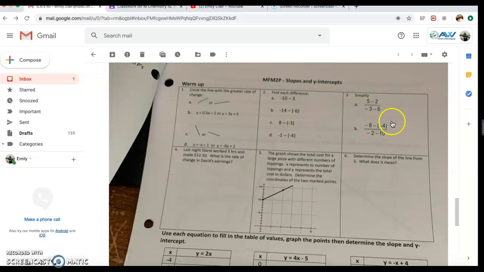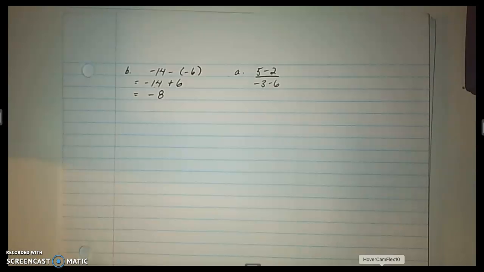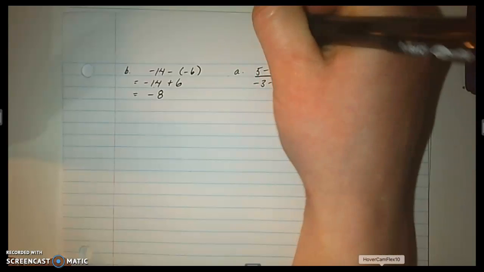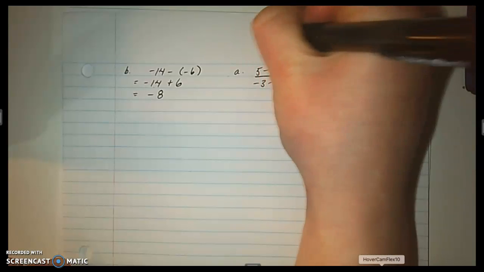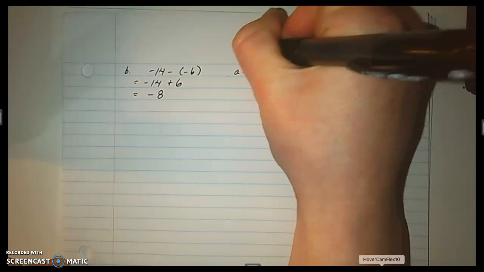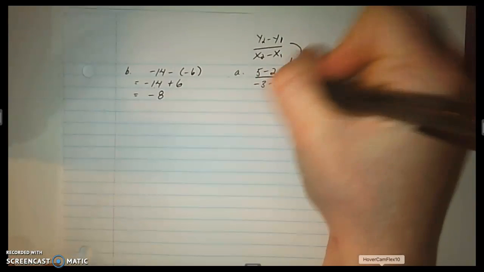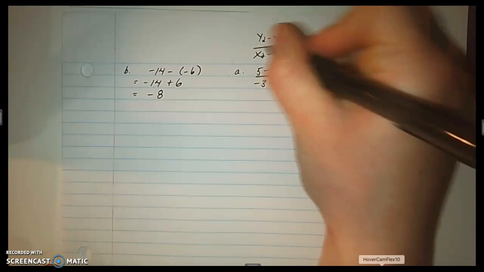And then here, simplify. I'll do one of these on my paper. I'm just going to write it down before I flip over. So that's 5 minus 2 over -3 minus 6. The reason that I'm getting you to do practice questions like this is because this is the slope formula. You wrote it on the previous page that you sent me: y2 minus y1 over x2 minus x1, right? So this is just practicing when we sub numbers into that formula.